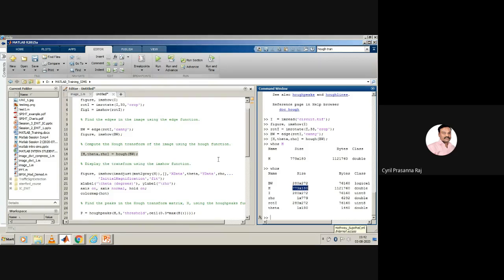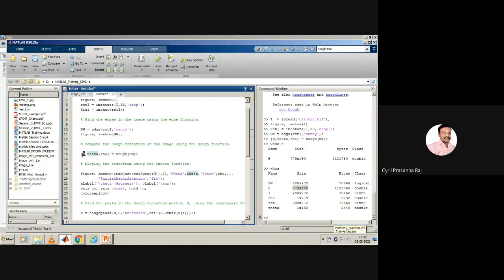Now just see how the Hough transform output looks. We are taking H, which is the output of your Hough transform. Then we are converting it from gray to mat. There is a function called mat2gray, and then we are displaying the X data, Y data, labeling all the axes, and also giving a color map of hot, so that we are able to see all the lines or all the sinusoids available in the input image.